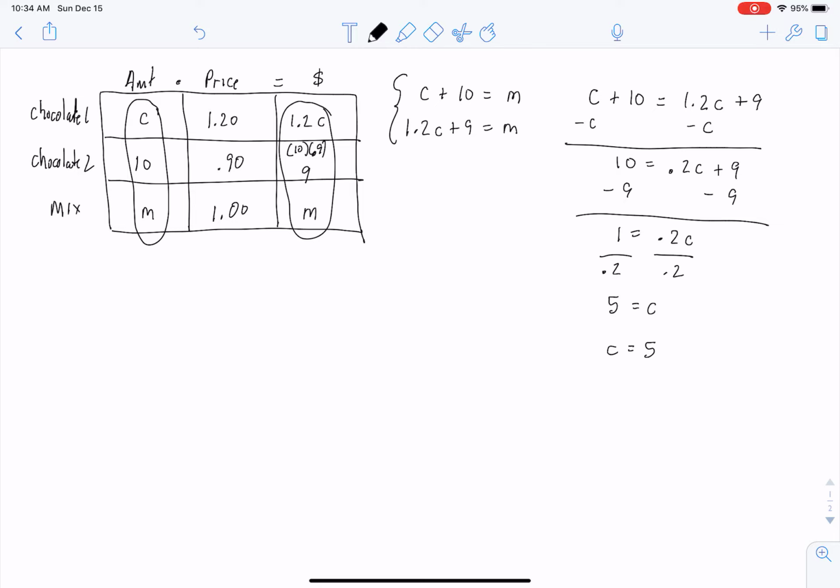So we need to add 5 pounds of chocolate. That's how much we have to add to get it to come out to $1 per pound.